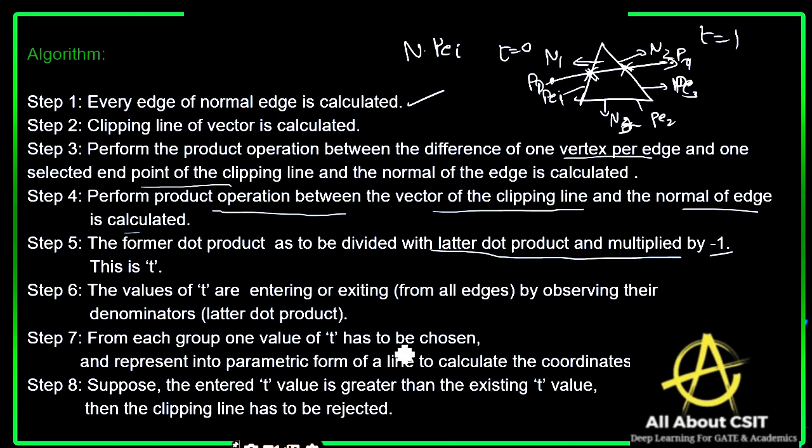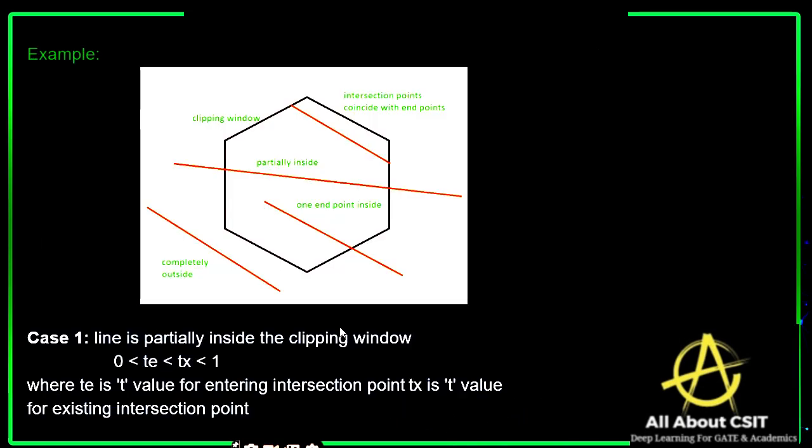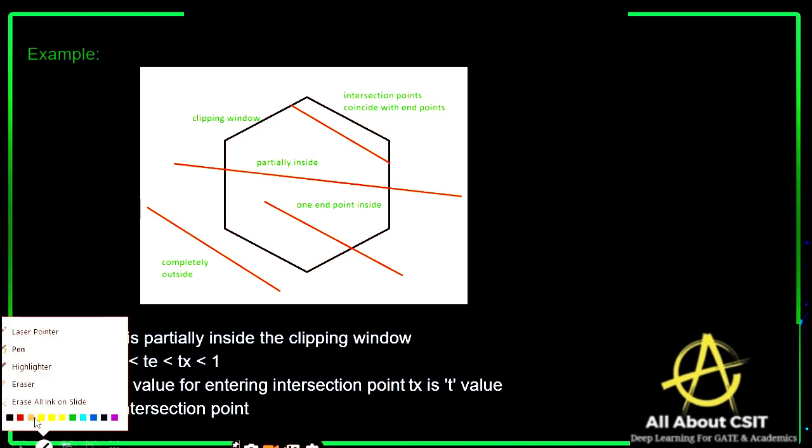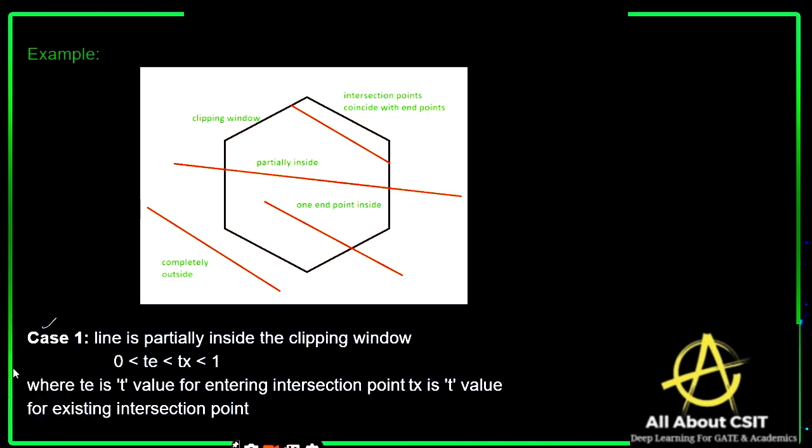From each group, one value of t has to be chosen and substituted into the parametric form of the line to calculate the coordinates. Suppose the entering t value is greater than the exiting t value, then the clipping has to be rejected. Let me explain with an example. First see this example, then we will work out how to calculate t. How are we going to calculate the time parameter t? We'll apply that algorithm, then you'll get the parametric equation.